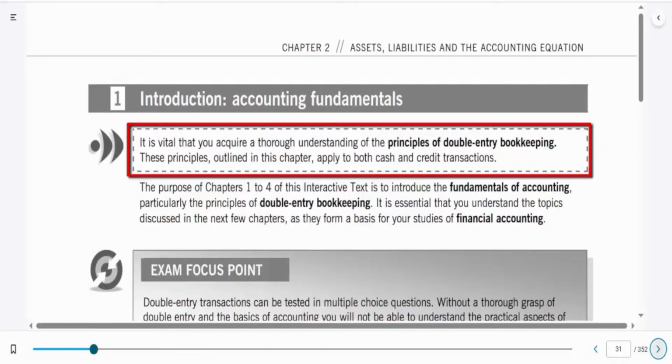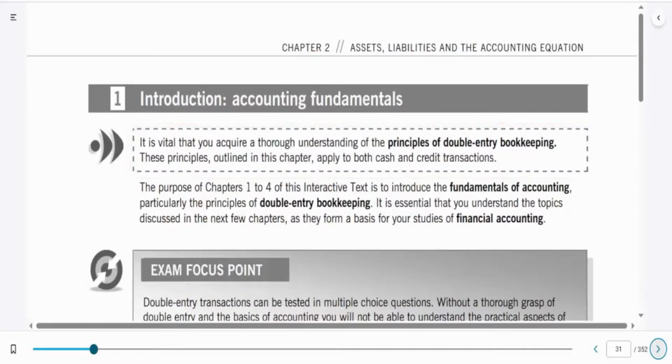When we say double entry, it simply means that every financial transaction affects at least two accounts, not just one. For example, if a company buys equipment, it will increase its assets because they now have the equipment and decrease its cash because they paid for it. This way, the books always balance. So this chapter will introduce you to these double entry principles, which work for both cash and credit transactions. Whether a company is paying immediately with cash or agreeing to pay later on credit, the double entry system is applied. By learning these basics, you'll get a strong foundation in accounting.